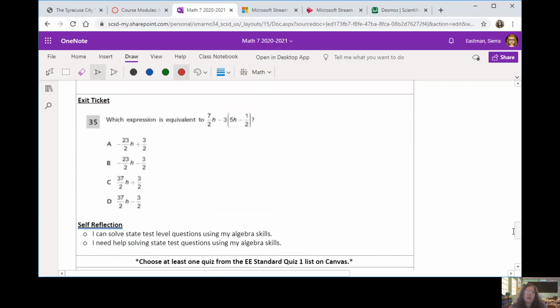One last question for the exit ticket. Same equivalent expressions, same 2 methods. If you know how to simplify this and find it already using your algebra skills, that's awesome. If you wanted to practice using that calculator trick, that's great too.